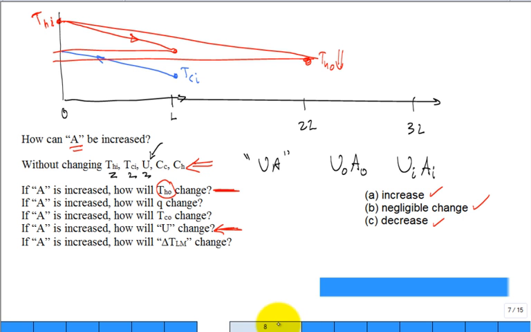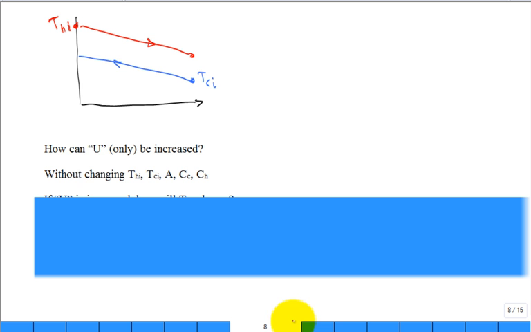I'm going to skip to the next one. All right, here we have: how can you change U only, without changing the mass flow rates and the heat capacity rate, the specific heats, without changing the area, without changing the inlet temperature? Is there one way to be able to change U? No, the fluid's not going to change, so the specific heat of the fluid's not going to change. The mass flow rates are fixed by the heat capacity rates being fixed. How can I change U?